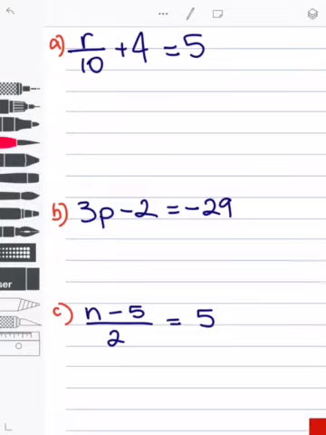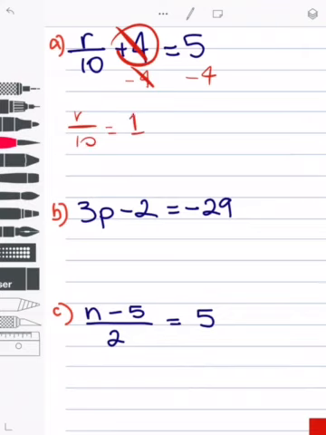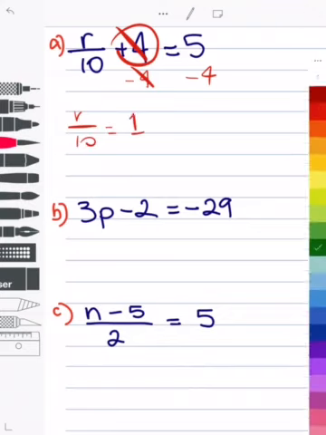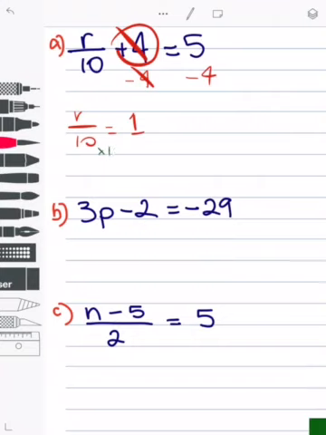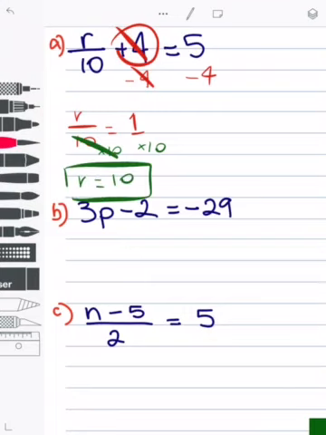Okay, so let's go through this. First, I'll leave r over 10 by itself. My pronumeral is r. We want to get rid of the plus 4. Opposite of plus 4 is minus 4 on both sides. First step, r over 10 equals 5 minus 4, which is 1. Now the opposite of division of 10 is multiplication of 10, so I can multiply both sides by 10. I'm left with r equals 1 times 10, which is 10.